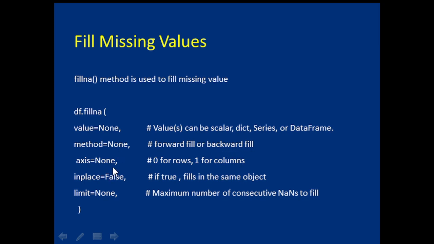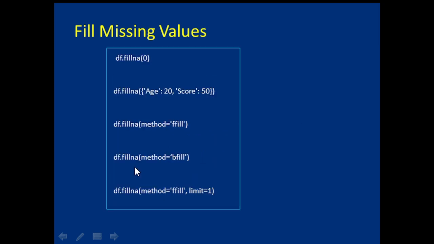Then the axis will be 0 for rows and 1 for columns. Again in this function you have inplace, which will work on the original data frame. Limit is equal to null. We can find whether any consecutive non-null values are there in the data frame, then I can set the limit for filling those values. So let me show you some example statements for fillna.